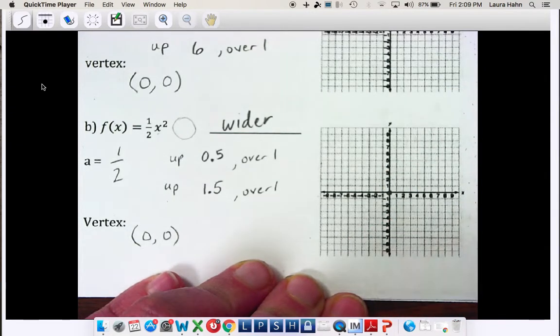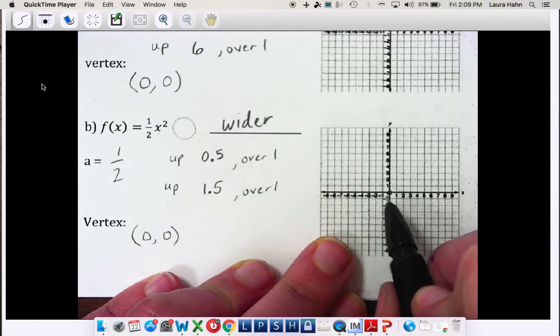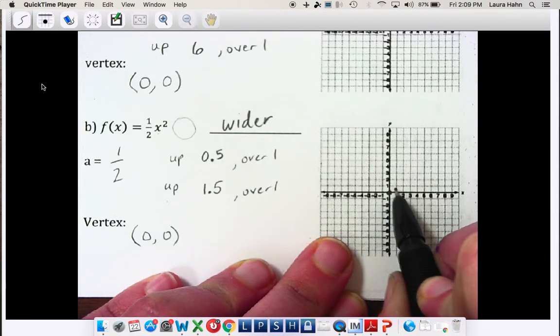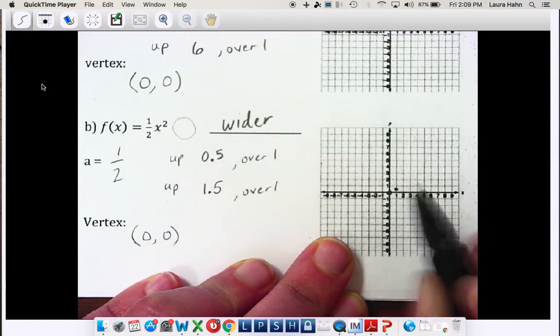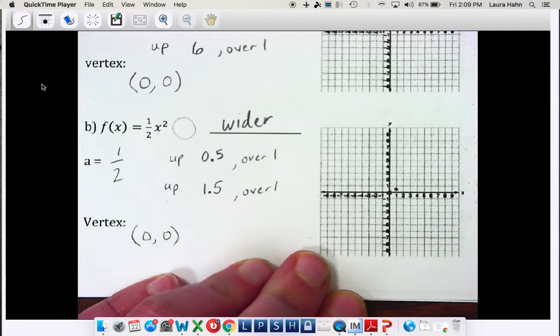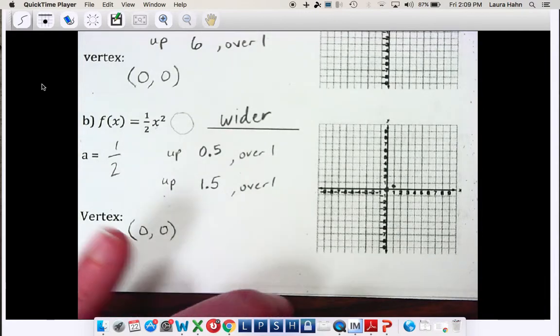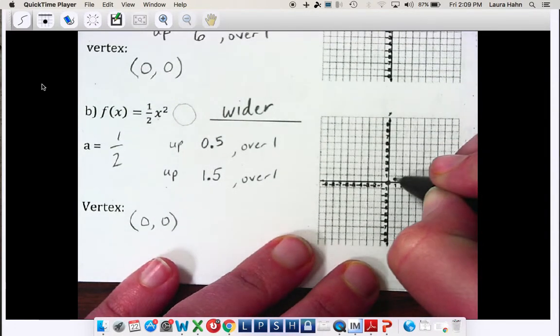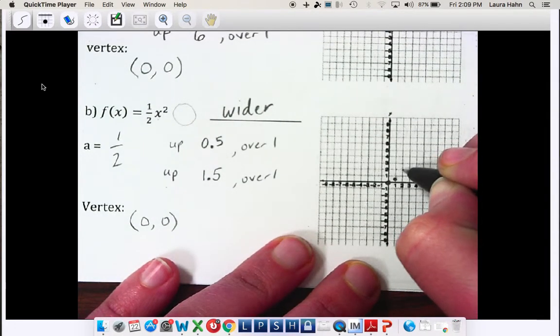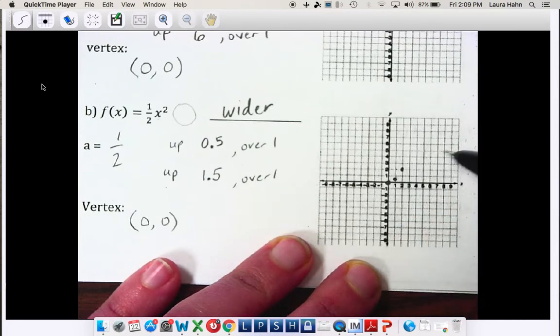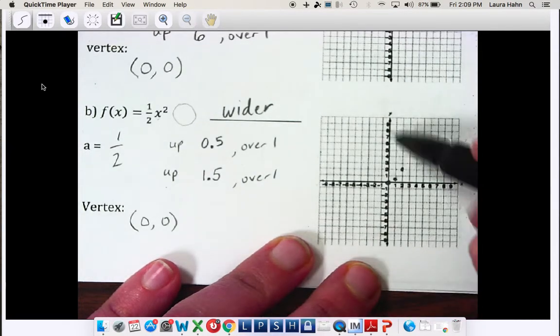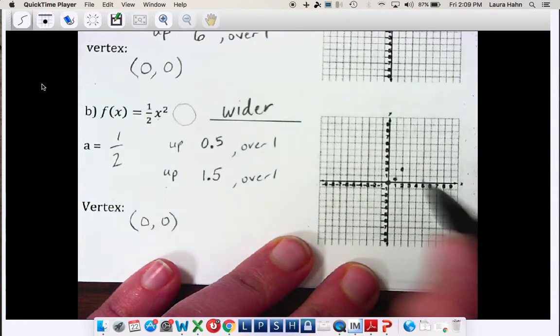Okay, so I want to go up 1/2 over 1. So I'm going to go up half the square over 1. So it's kind of pretty darn close. Then from there I need to go up 1.5 over 1. So here's my half, here's my 1, so it's 1.5 over 1. This is my axis of symmetry, so I have to mirror it across.